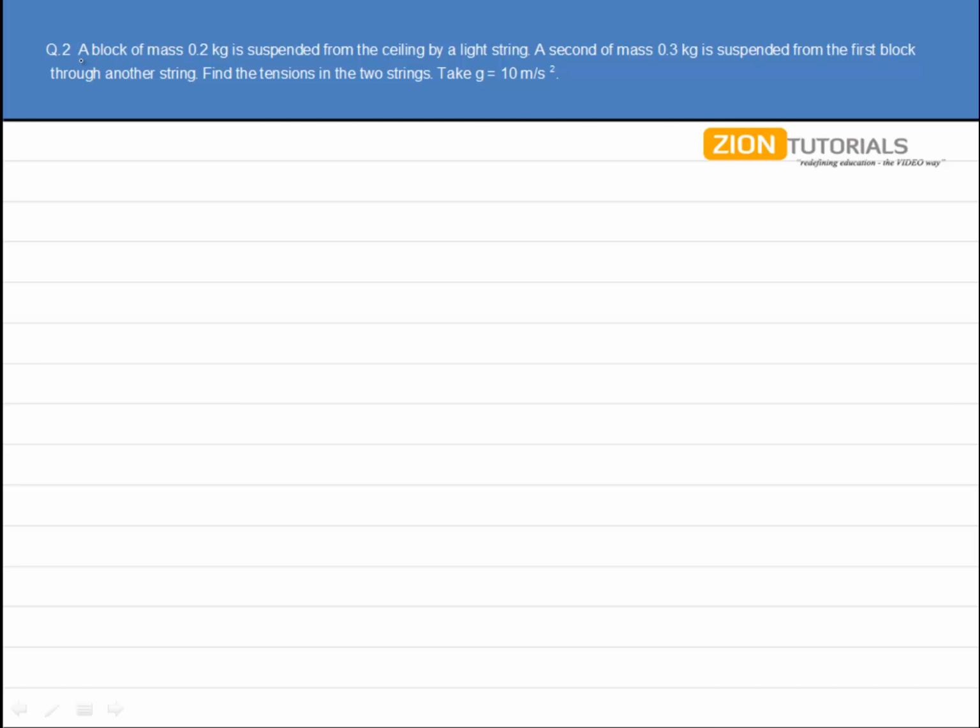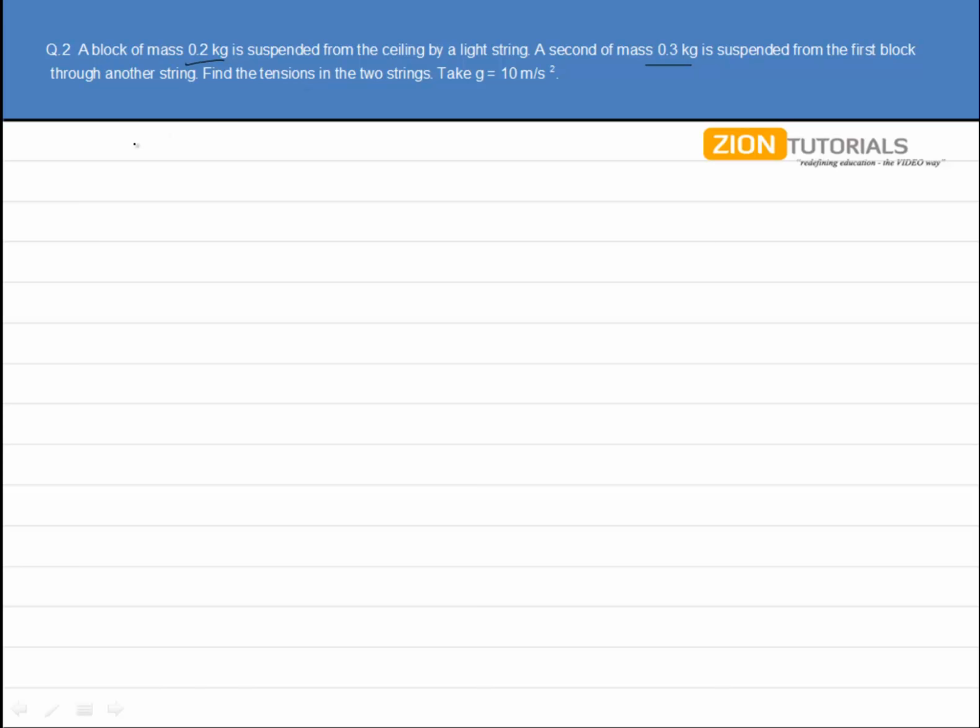As the question says, a block of mass 0.2 kg is suspended from the ceiling by a light string. A second block of mass 0.3 kg is suspended from the first block through another string. Find the tensions in the two strings.